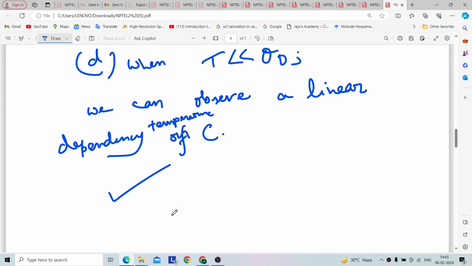Okay, so from this question we can conclude that A and D are correct, B and C are not correct.